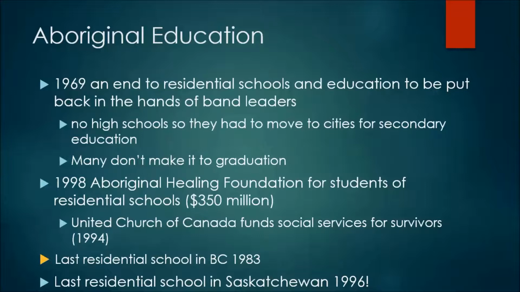The very last residential school in BC is 1983, and the very last one in all of Canada was Saskatchewan, and that was only 1996, which is not actually that long ago.